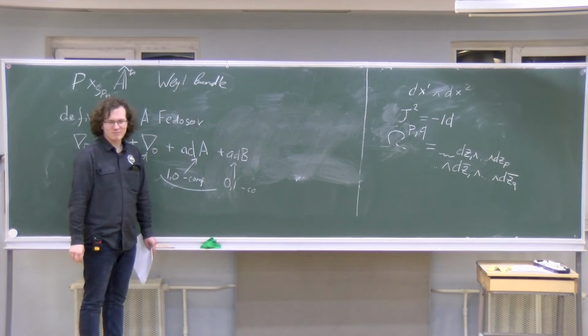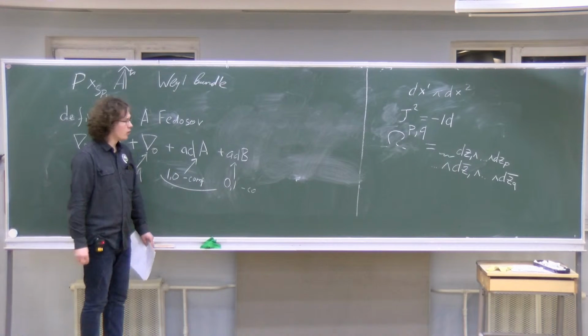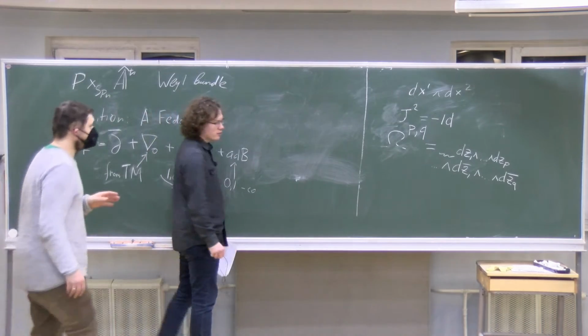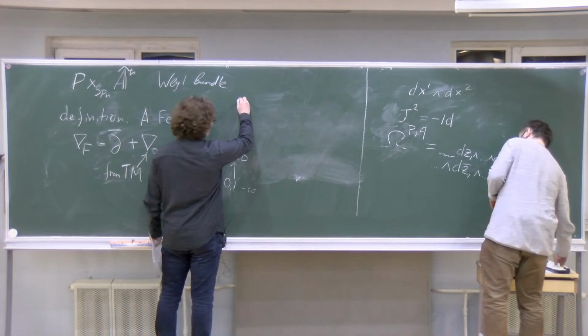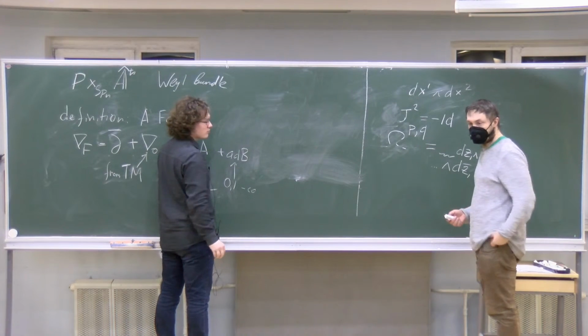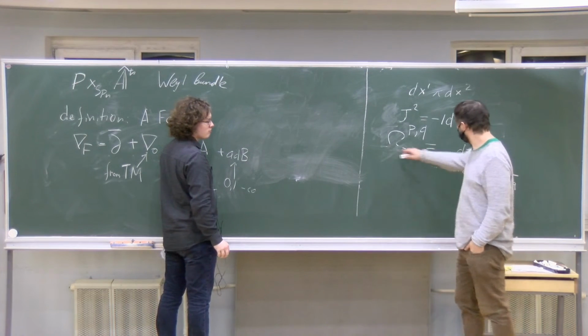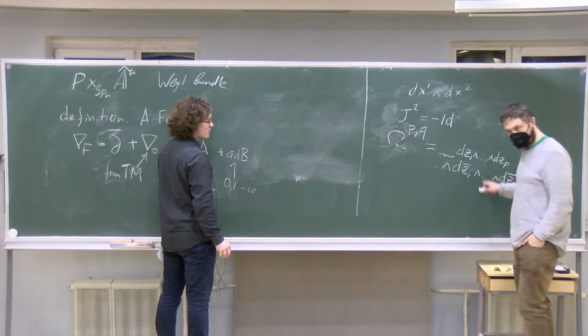Sorry, can I ask a stupid question? How is the tangent bundle defined in the complex case? In the complex case, I don't want to go too long. I think it is enough to do the following thing. So first of all, do you understand this?